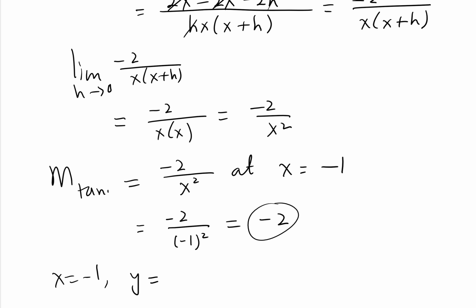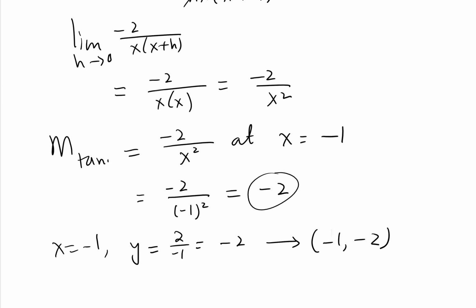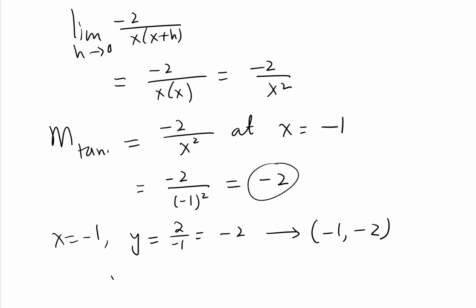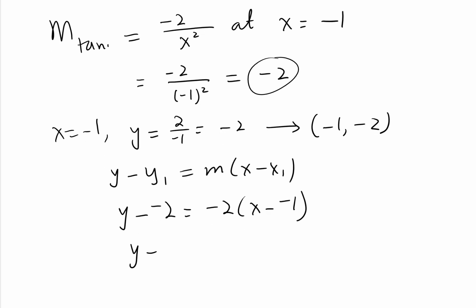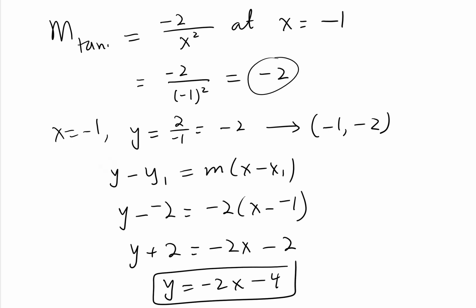To finish solving this, you've got the slope and x equals negative 1. You just need to find the y value, 2 over negative 1, negative 2. So I have the point negative 1, negative 2. We have a point and a slope, so we can find the equation of the tangent line using y minus y1 equals m times x minus x1. Y minus negative 2, slope is negative 2, x minus negative 1. Y plus 2 equals negative 2x minus 2. That's the equation of the tangent line.